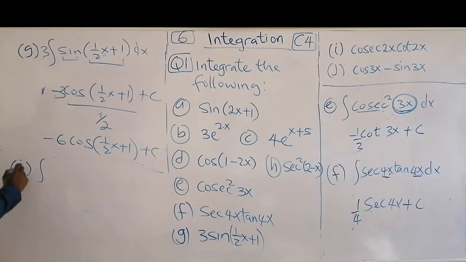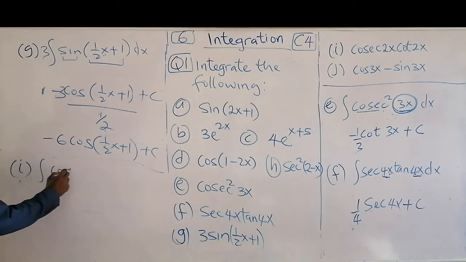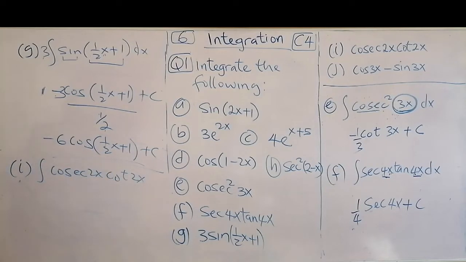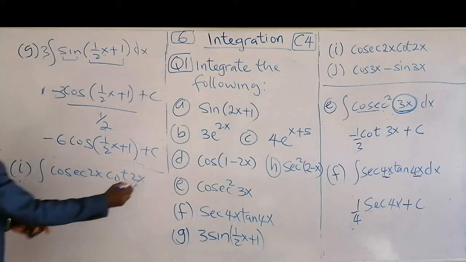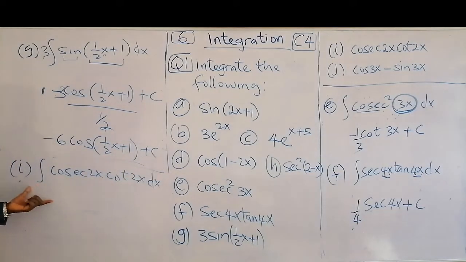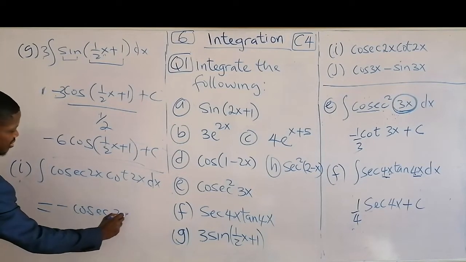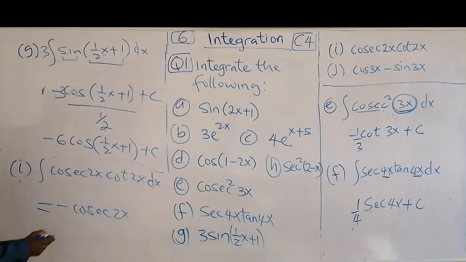Integral of cosec 2x cot 2x. So this is just a direct table. Use your table. So your answer will just be minus cosec 2x. Then you divide by what? By the attachment to the function. 1 over 2 plus c.